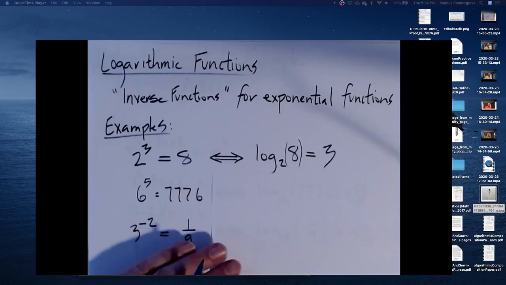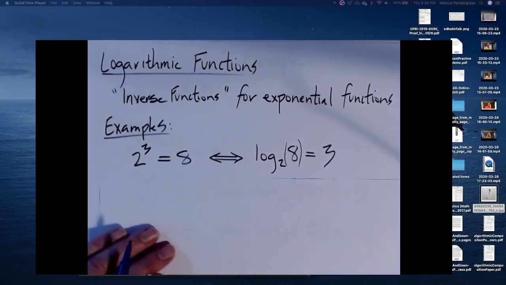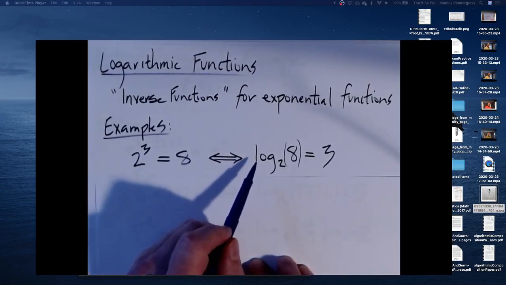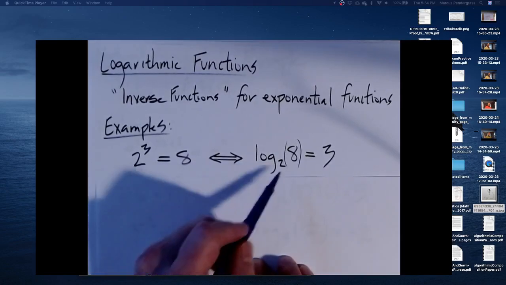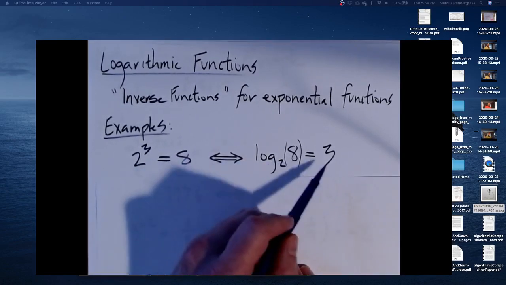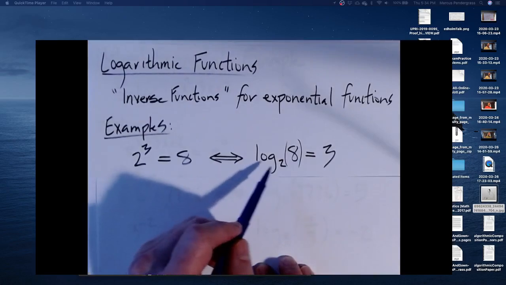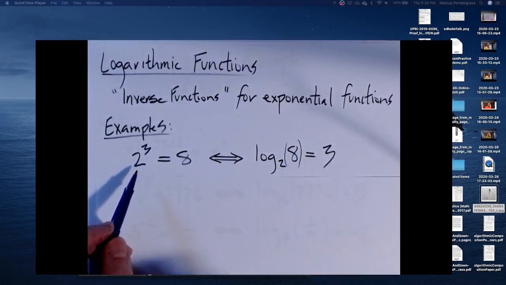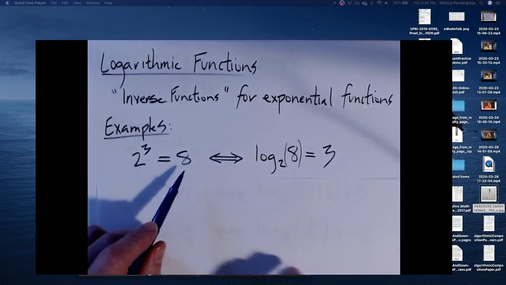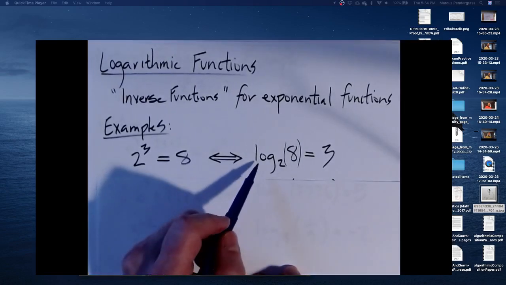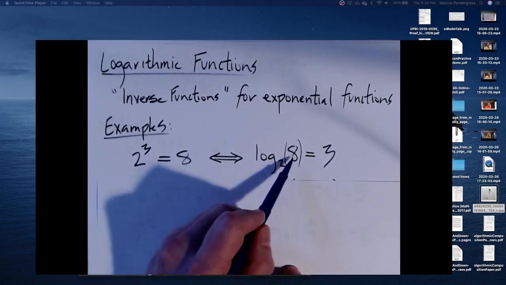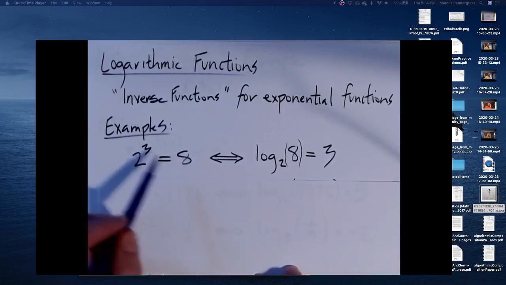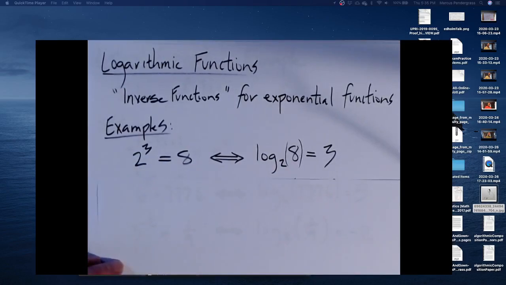So 2 cubed is equal to 8. How we express that in logs is we would say that the log to the base 2 of 8 is equal to 3. So log base 2 of 8 equals 3 means the same thing as saying 2 cubed equals 8. In other words, log base 2 of 8 is just the exponent you need to raise 2 to get 8 as the result.